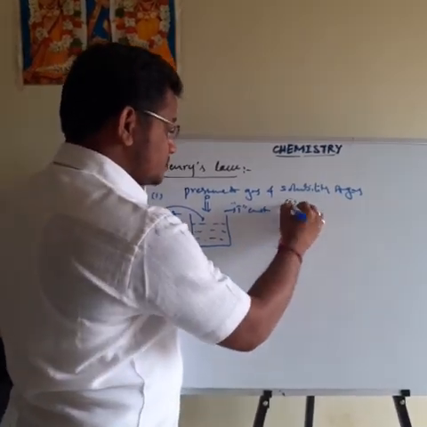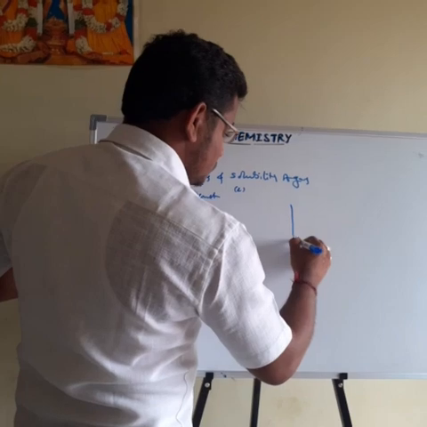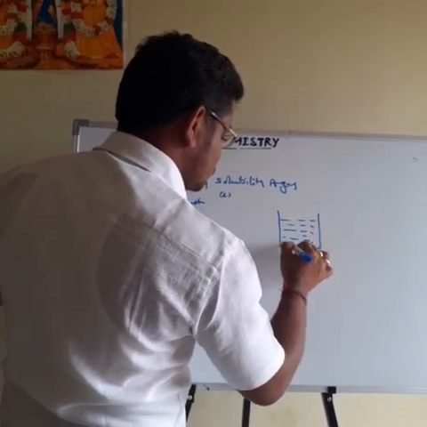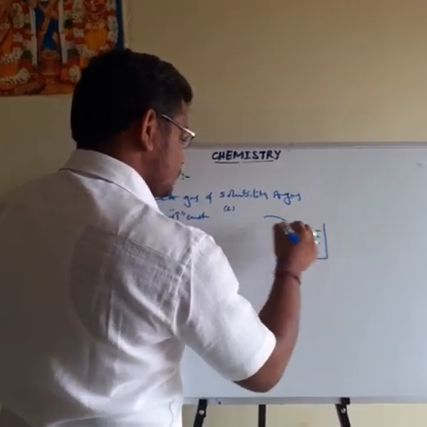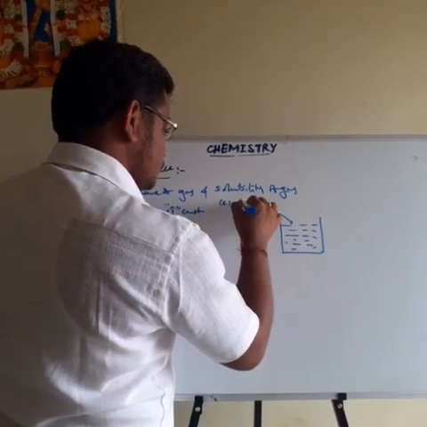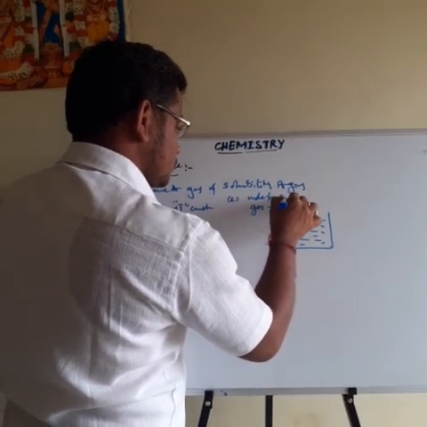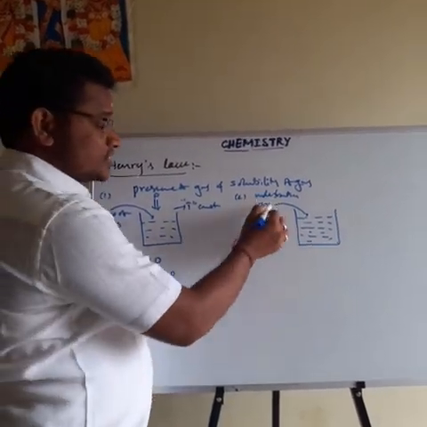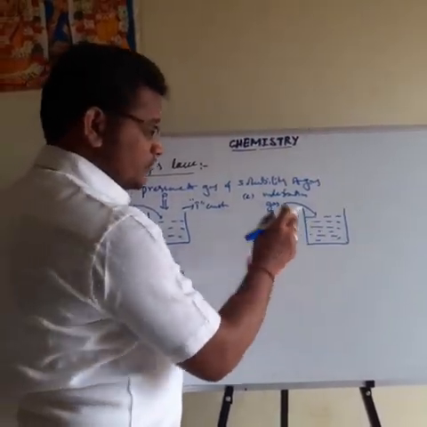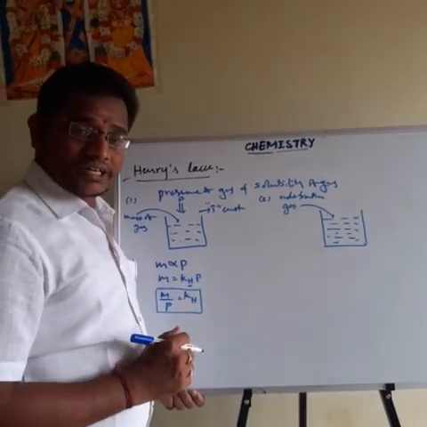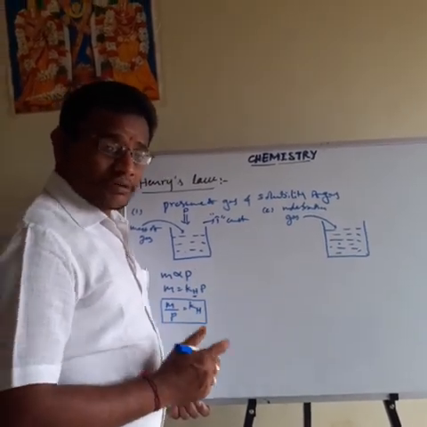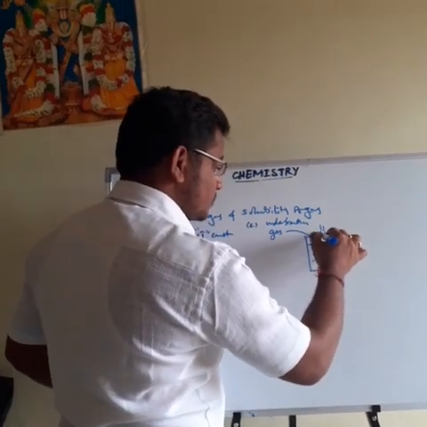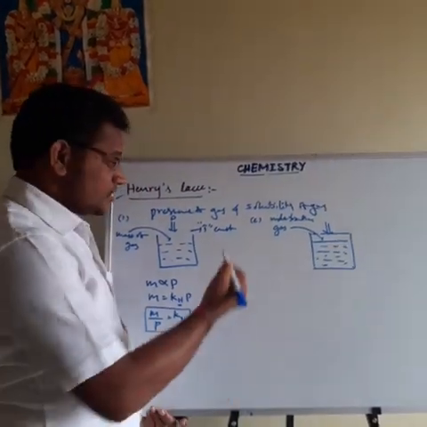And the second definition is here also the same. This is the beaker containing the liquid, and this is the gas. The mole fraction of gas. What is the second definition? The mole fraction of the gas dissolved in the given volume of liquid at constant temperature is directly proportional to the partial pressure of the gas over the surface of the liquid. That is called Henry's law.